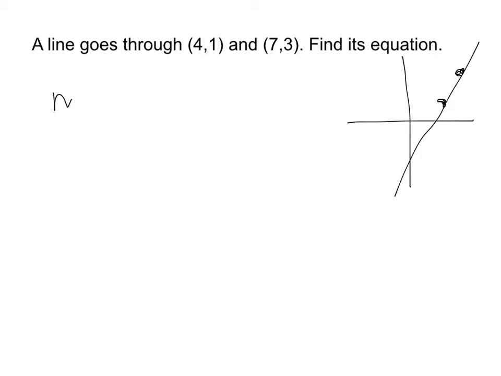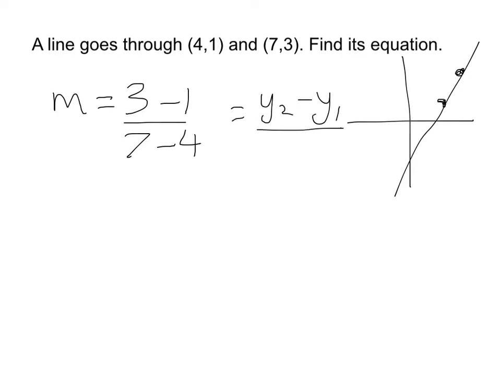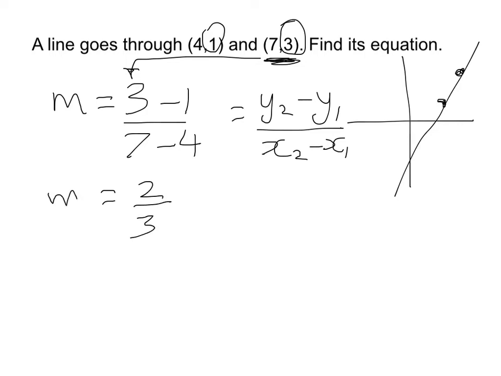So step 2 is to work out m. So m is equal to 3 minus 1 divided by 7 minus 4. So that's y2 minus y1 over x2 minus x1. It doesn't matter which order you do it in, but as I've said in class, I usually look for the bigger numbers to be the first number. So I look at the two y values and I start with the number that is bigger. So here I start with 3, take away 1, and we get 2/3. So I've found my slope.